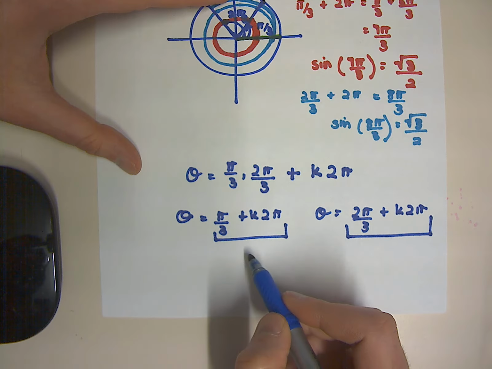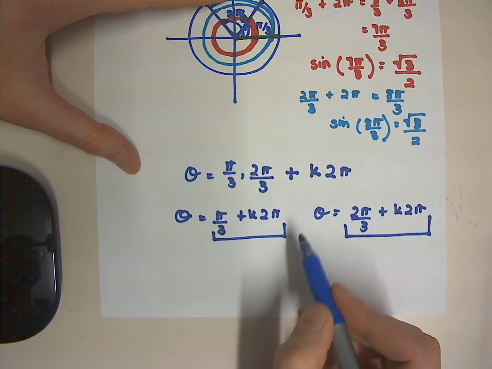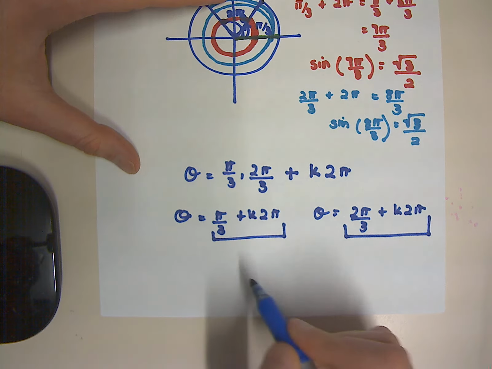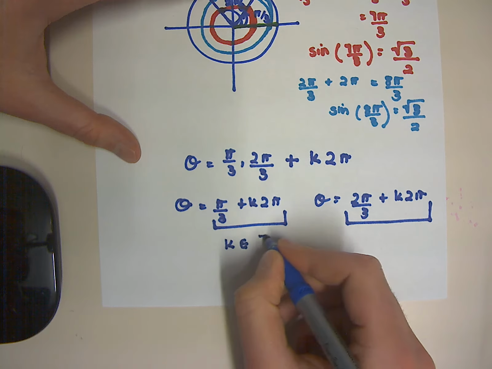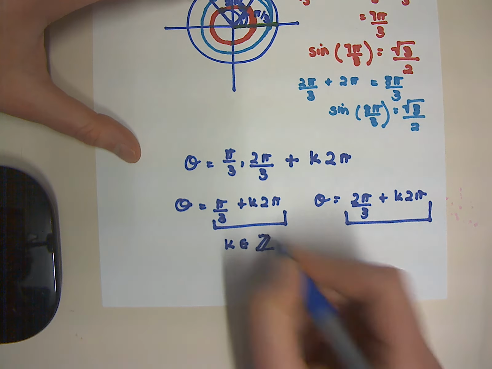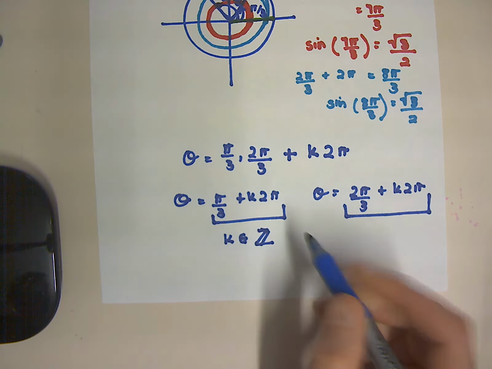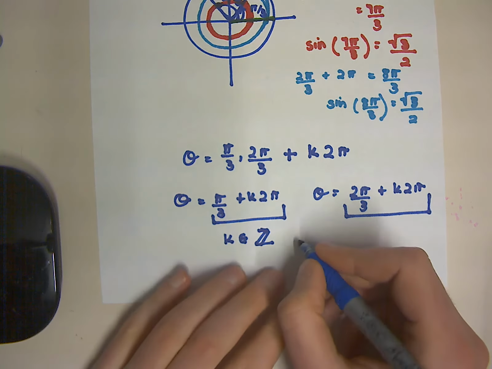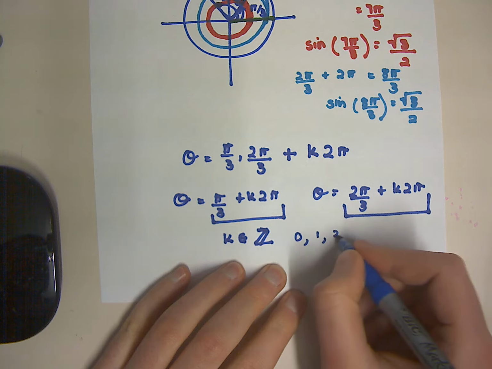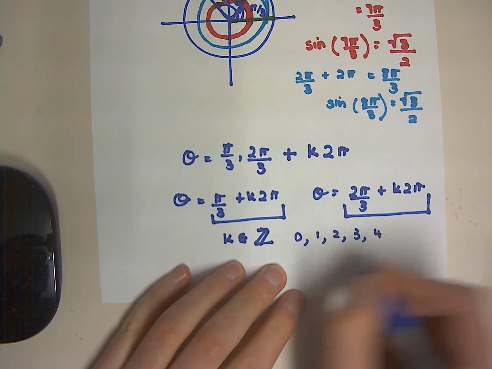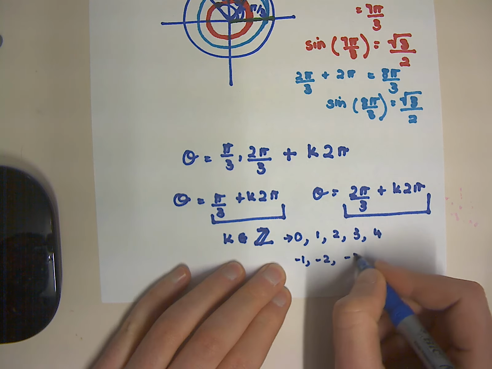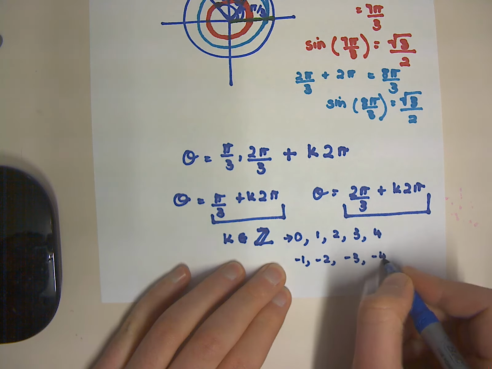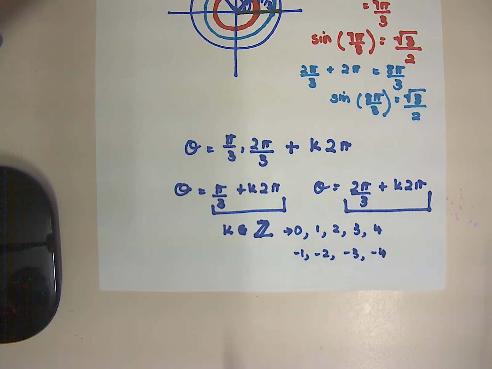Now k just represents how many times you're adding on 2 pi, so how many more revolutions you're doing. So k is a member of what we call the integers. So k is in the integers. Now integers are minus 1, 0, 1, 2, 3, 4, but they can also be minus 1, minus 2, minus 3, minus 4. But we haven't really discussed negative angles yet.